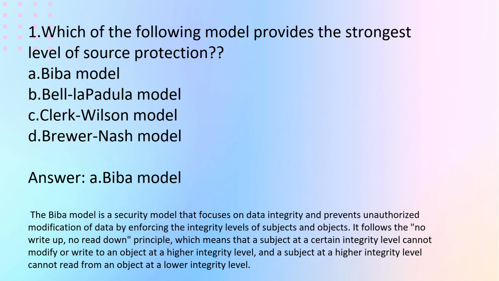BIBA model. The BIBA model is a security model that focuses on data integrity and prevents unauthorized modification of data by enforcing the integrity levels of subjects and objects. It follows the no write up, no read down principle, which means that a subject at a certain integrity level cannot modify or write to an object at a higher integrity level, and a subject at a higher integrity level cannot read from an object at a lower integrity level.